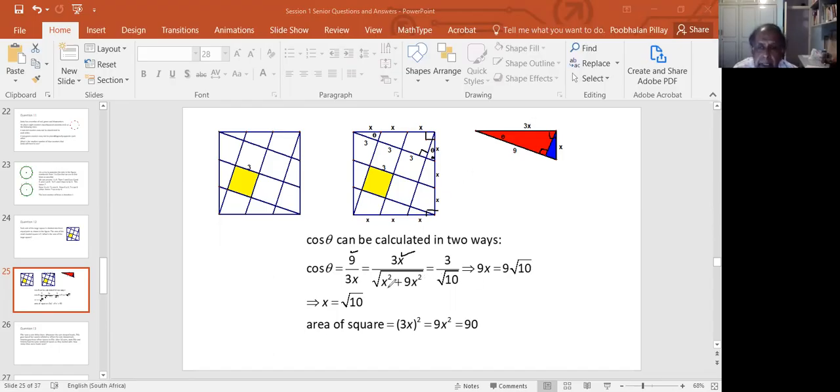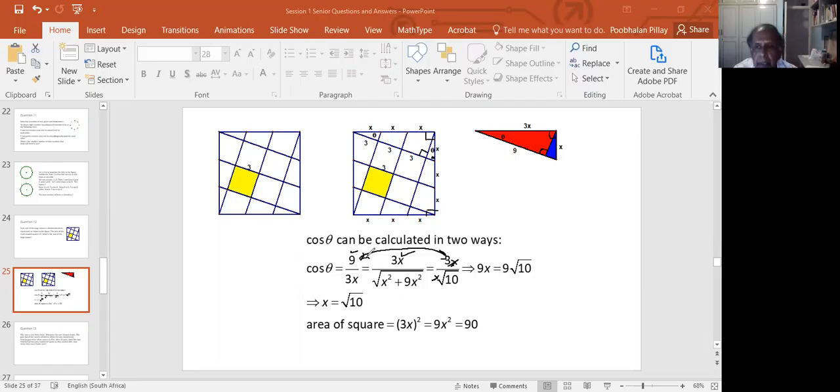Now if you simplify this, this is square root of 10x squared, and you take out the square root of x squared, and you have x, actually you have 3x over x root 10, like that. And this is 10x squared, and then the x's cancel. That's how we got 3 over root 10. So now, if you look at this part here, you have 9 over 3x equals 3 over root 10. So you have an equation. See? 9 over 3x equals 3 over root 10.